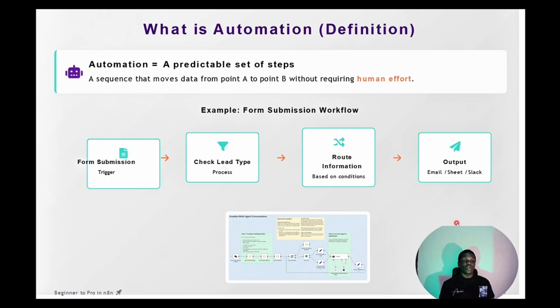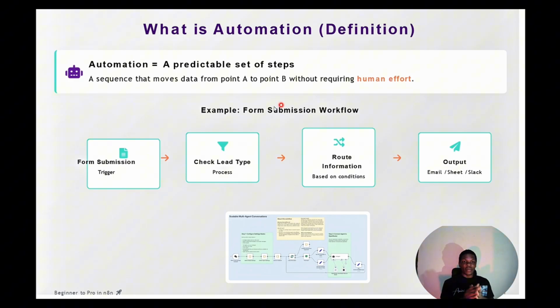So with all this, let's now see what automation is. So what is automation? Automation is a predictable set of steps, a sequence that moves data from point A to point B without requiring human effort or with little human effort.